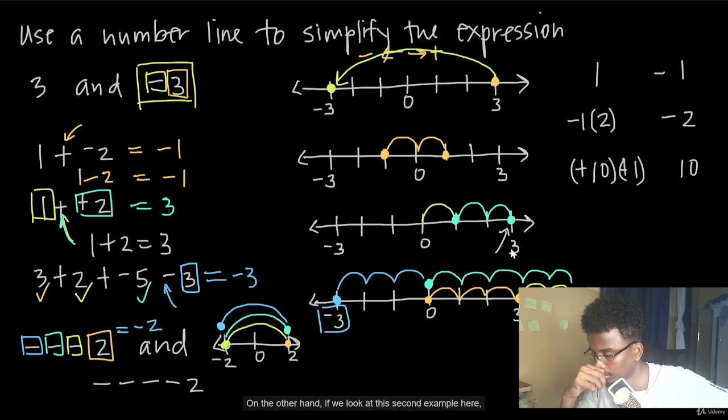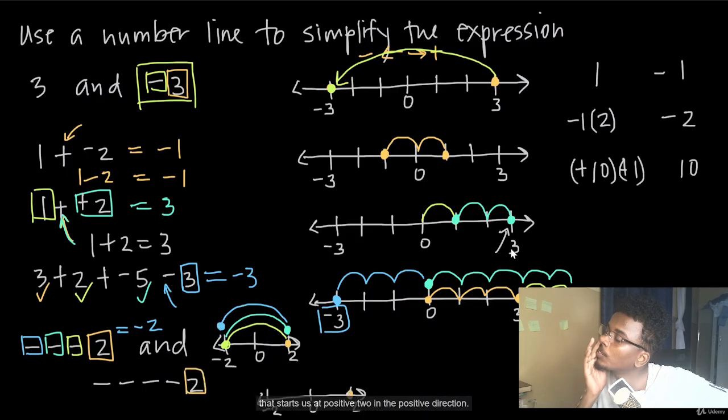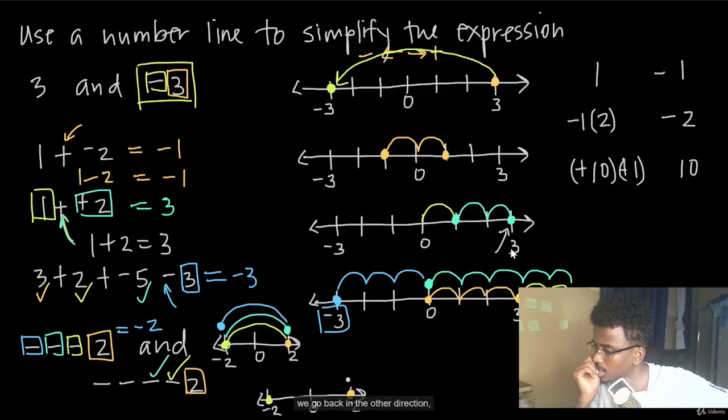On the other hand, if we look at this second example here, and we do the same thing and we say 0, positive 2, negative 2, we start with just the 2. That starts us at positive 2 in the positive direction. We put a negative on the front, we take the opposite, that gets us over here to negative 2. We put another negative on it, we take the opposite again, we go back in the other direction, now we're over here at positive 2 again.